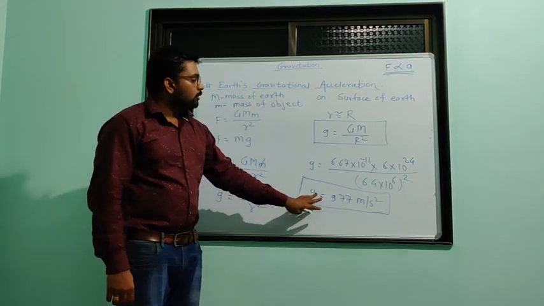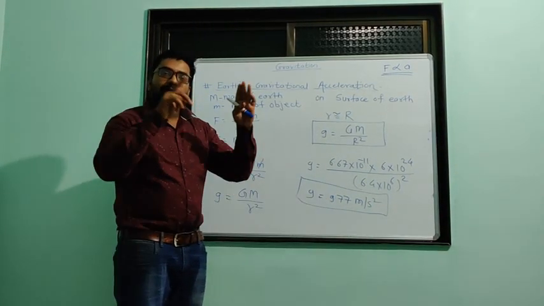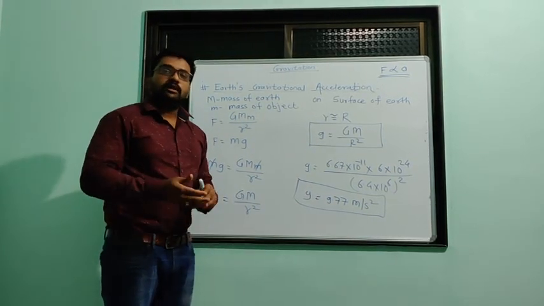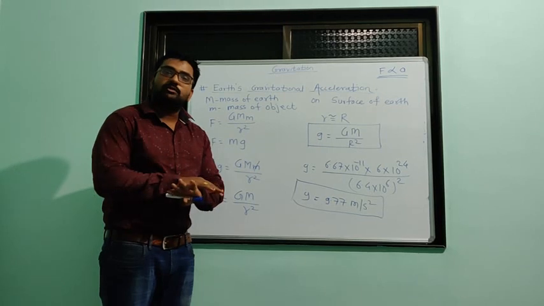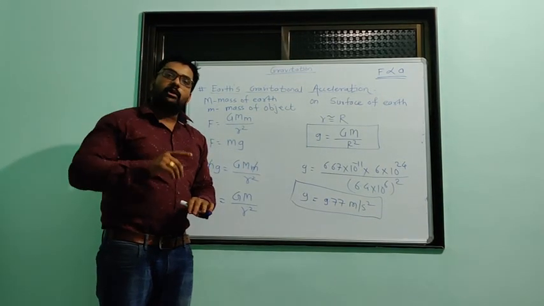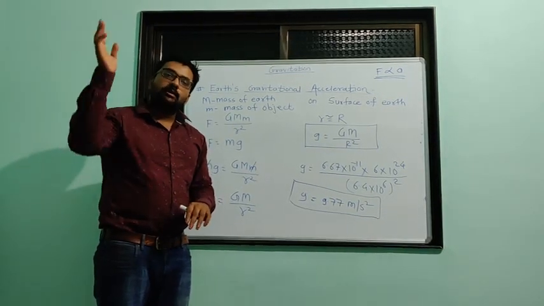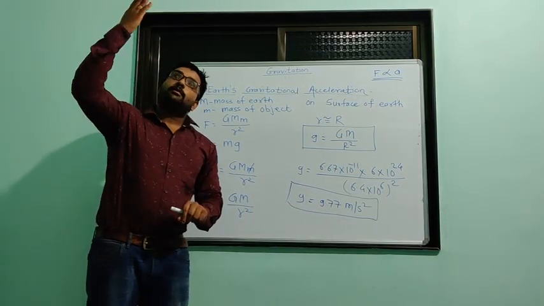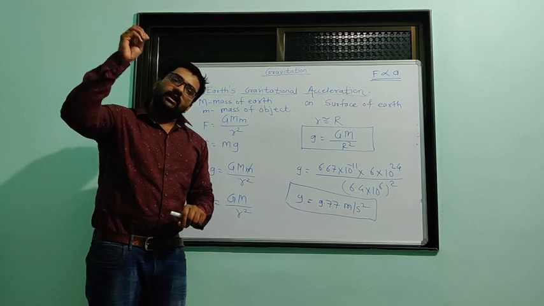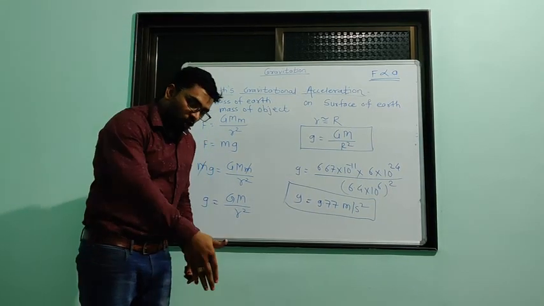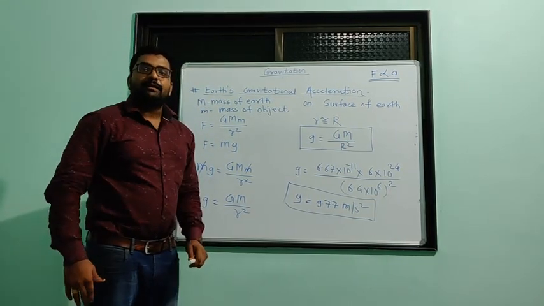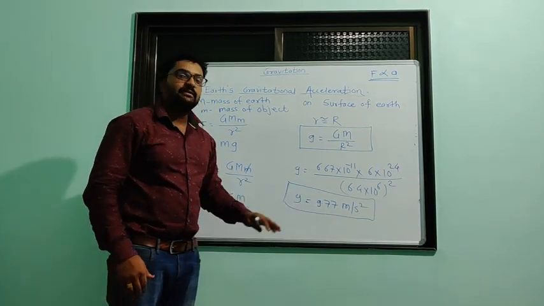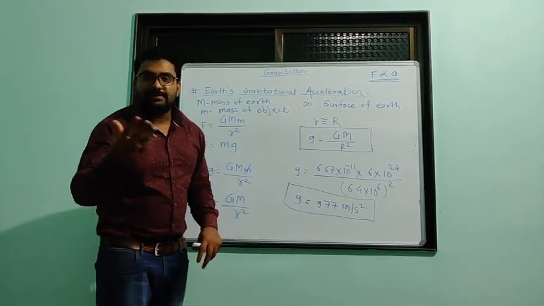But this value does not remain constant everywhere on Earth. It will change. On the surface of Earth also it does not remain constant. On the equator it is different, on the pole it is also different. Also if we go upward from the Earth's surface, it changes, and if we go down toward the center, it also changes. How the value changes, we will see in the next lecture.